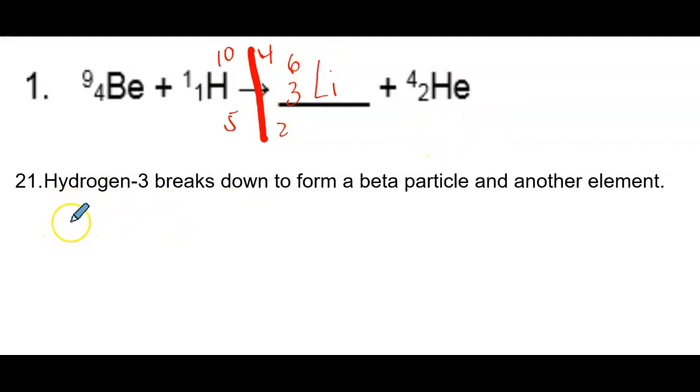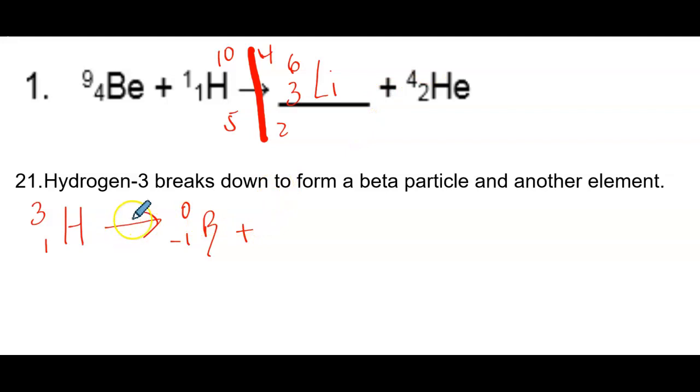Okay, next one, hydrogen-3. So H, and this is going to be atomic number 1, mass number of 3, breaks down. That tells me to do my arrow, to form a beta particle, so 0, -1 beta, plus another element. We're going to figure out what that is.